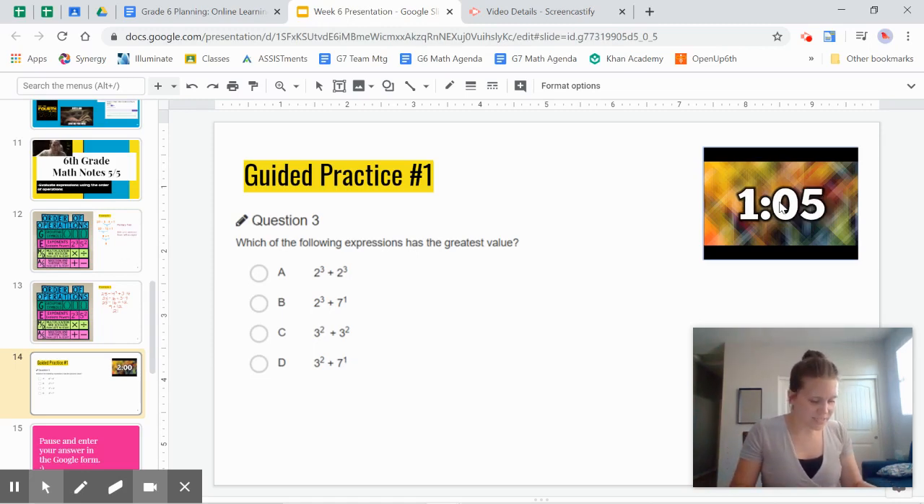We are about halfway through our time. I'm intrigued to see the strategies on your paper. You are going to want to find the value of these expressions in order to figure out which one has the greatest value.